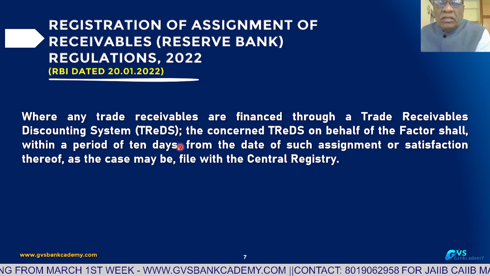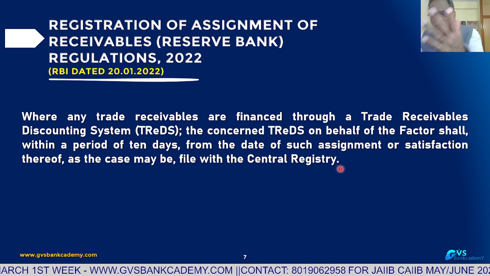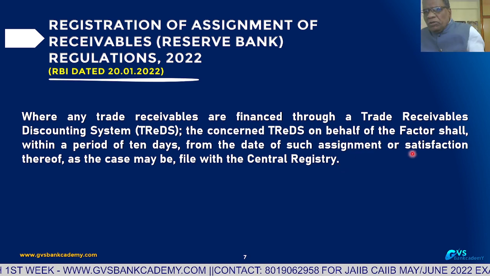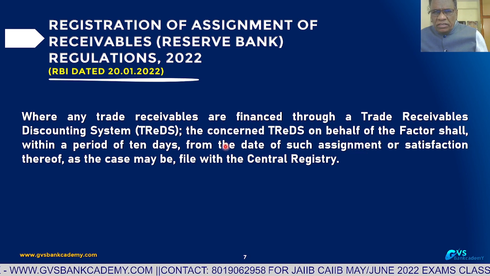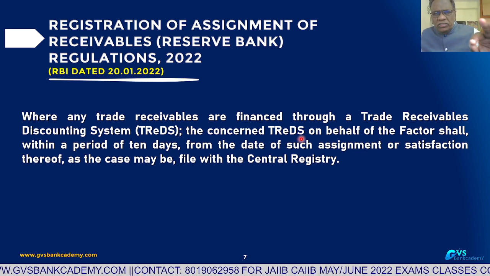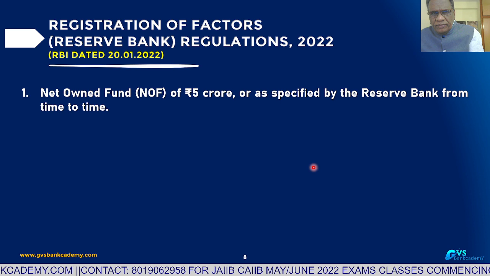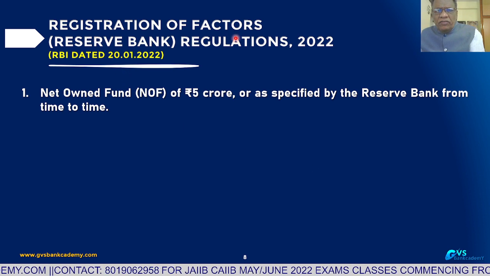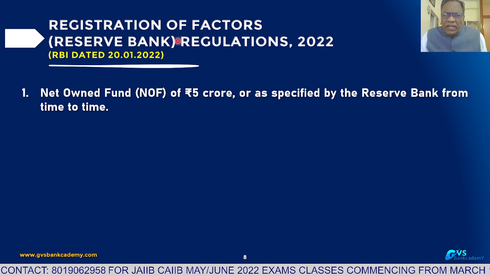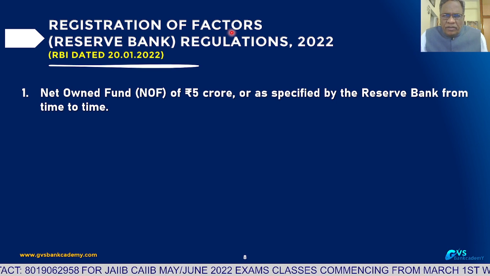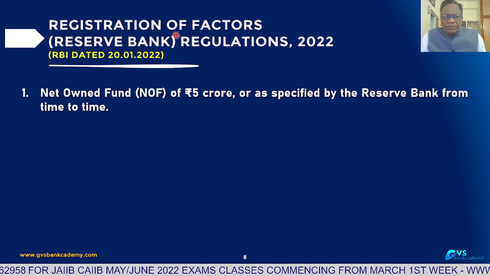This is registration of assignment with the central registry at the time of discounting the bill or at the time of realization of the bill. Satisfaction means realization, payment of the bill. Both times, within 10 days, the concerned TREDS exchange has to register with the central registry. Registration of factors means factoring companies. Factors means factoring. This is also one type of NBFC. They will purchase the bills by discounting from various companies.